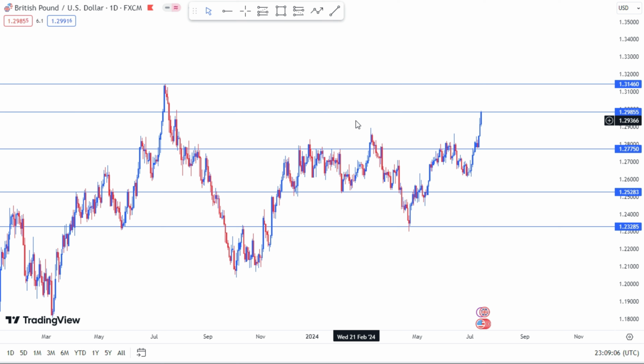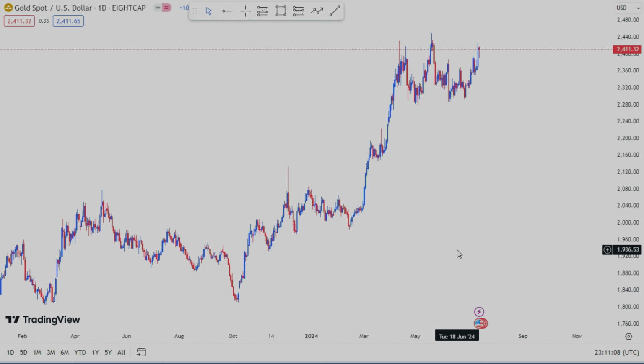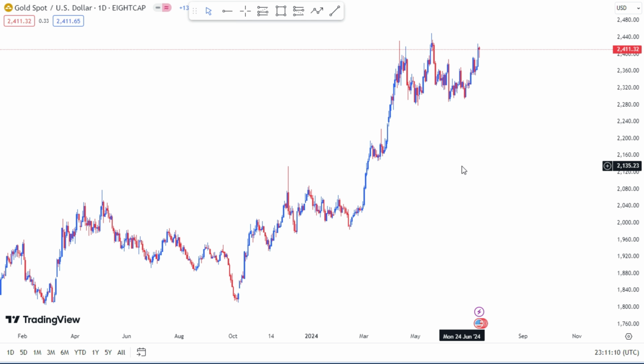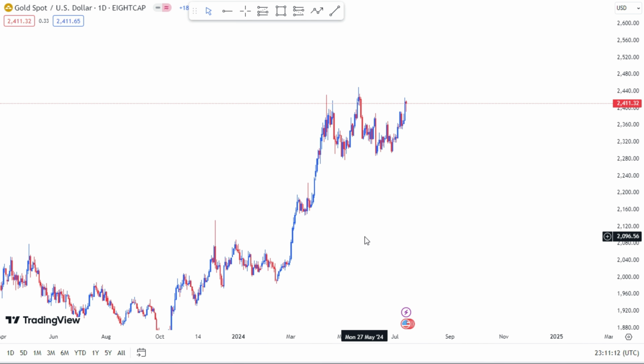And let us now go to another pair, or actually let's go to gold. Let's go to gold and I'll show you how to draw support and resistance on those pairs as well. Okay, now we are on another pair, which is XAU USD, gold.